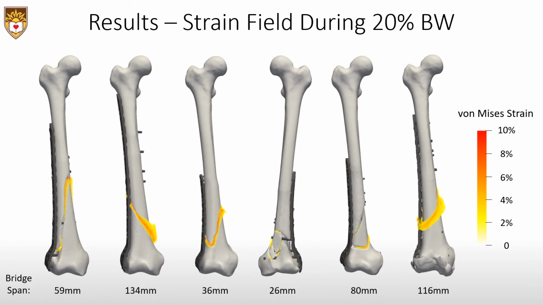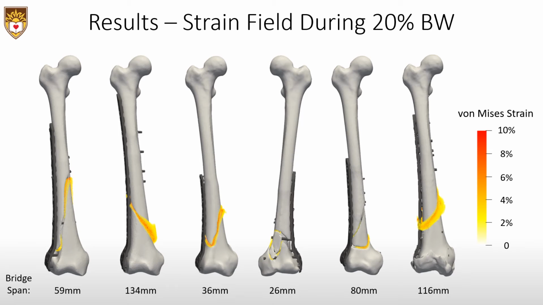Here we have the 3D visualization of the von Mises strain fields around the fracture line for the 6 patients respectively. There is a wide variety of fracture patterns and relative magnitude of the strain field during 20% weight bearing. We see a large and more intense strain field for patients that have a longer bridge span. The thresholds for this visualization were chosen to highlight the range of strain from 2 to 10%, because this has been widely reported in the clinical literature to being conducive to secondary bone healing.